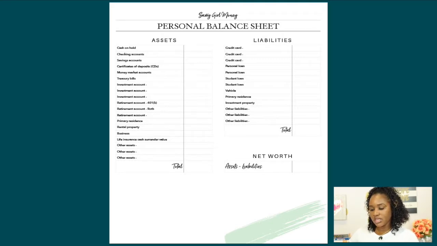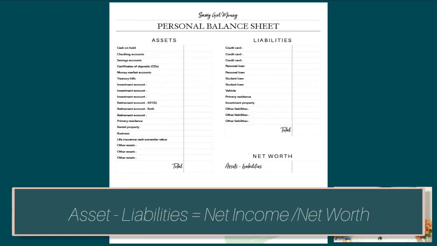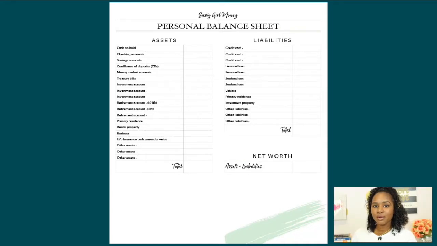So here you can see on our personal balance sheet, we have our assets, we have our liabilities, and the difference between our assets and our liabilities will give us our net worth. The higher our net worth is, the better our financial position is to help us build wealth. And that's the goal, guys, to increase our overall wealth to reach financial freedom. So let's dive in to discuss our assets.